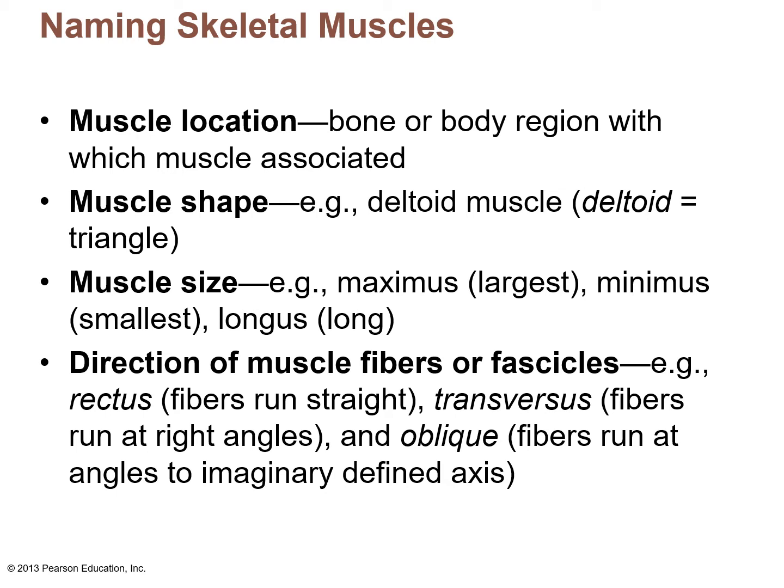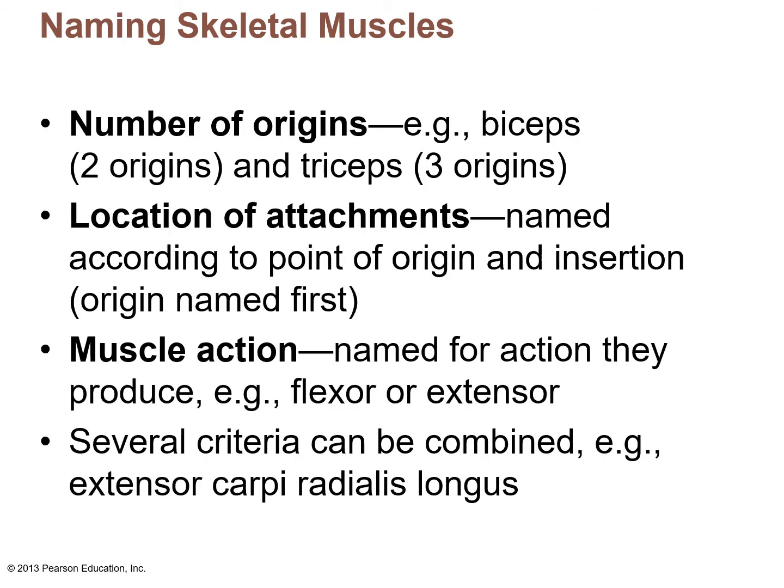Direction of muscle fibers or fascicles. Rectus means they're running straight up and down along the long axis of the body. Transversus is at right angles or perpendicular to the long axis. And oblique, the fibers run at angles to an imaginary defined axis. Usually we're talking about the long axis of the body.